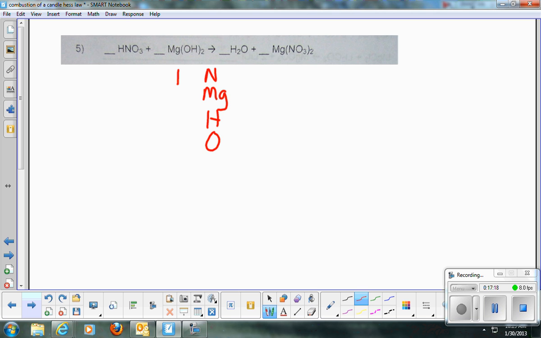What about on the right, though? That 2 does come through. Well, there's 2, so what do I need to do? Put a 2 in front right here. That'll give me 2. How many magnesiums on the left? 1. How many on the right? How many hydrogens on the left? Well, I've got 2 in that first one plus 2 in that second one. That gives me 4. How many do I have on the right-hand side? 2. So I'm going to have to change that and make it 4.